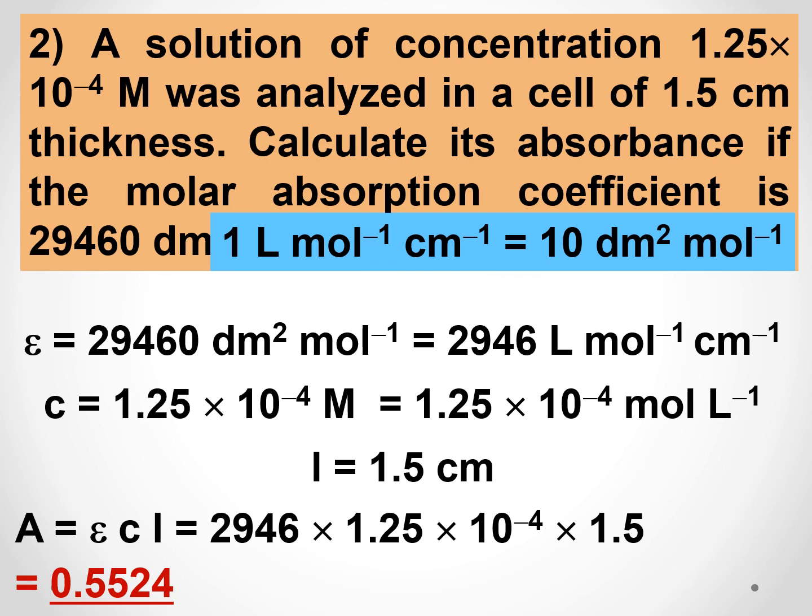Now what do you mean by absorbance is 0.5524? It means that 55.24% of that radiation is absorbed.